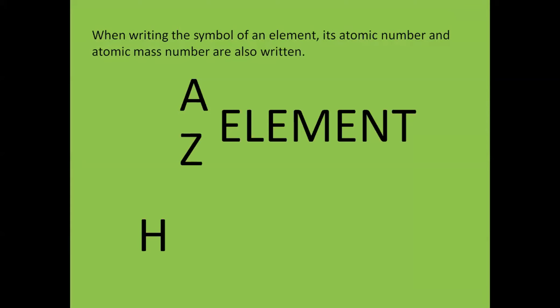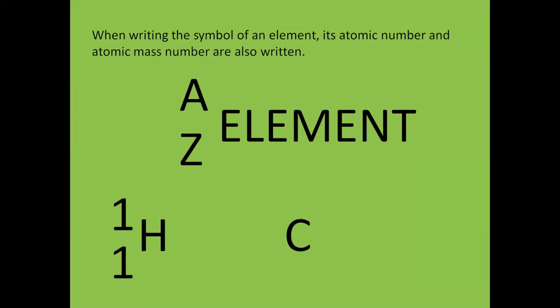See, the element I have taken here is hydrogen. Now hydrogen has atomic mass number 1 and atomic number also 1. So we write it as 1H1. And always remember, the higher number will be at the top. In case of hydrogen, both the numbers are the same, so we need not worry.